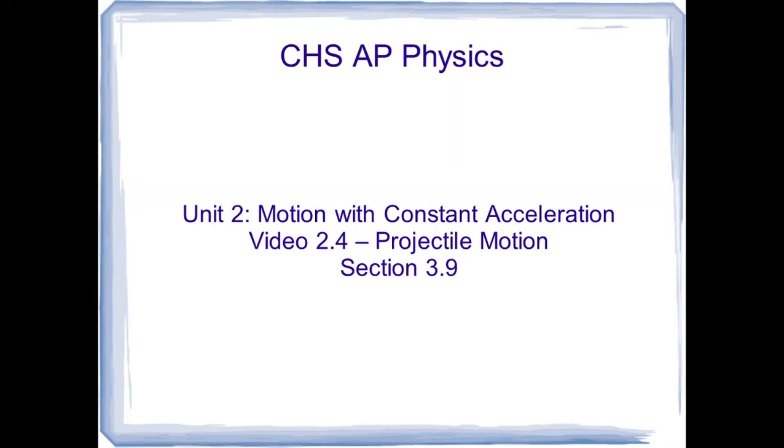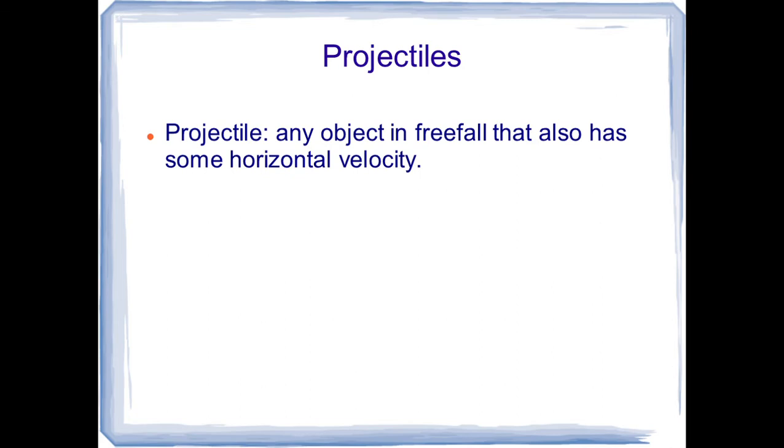Now we look at the case where an object is moving both horizontally and vertically. We've looked at each thing separately, but now there's the case that happens quite often where both things are going on. We call that projectile motion. So a projectile is anything that's in free fall. So there's gravity pulling on it. There's an acceleration in the negative y direction, but it also has some horizontal motion.